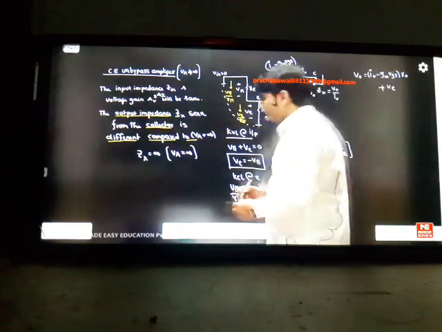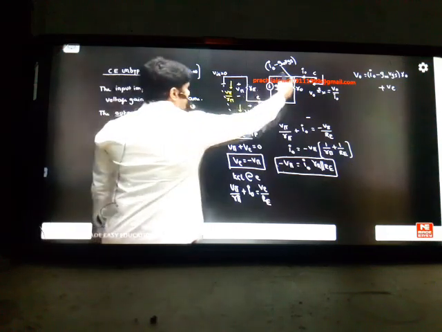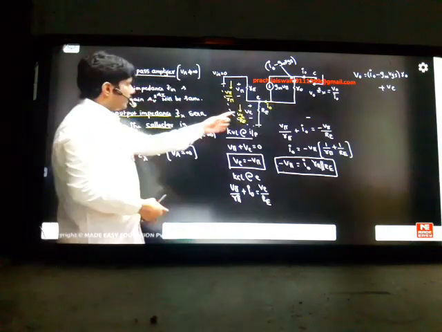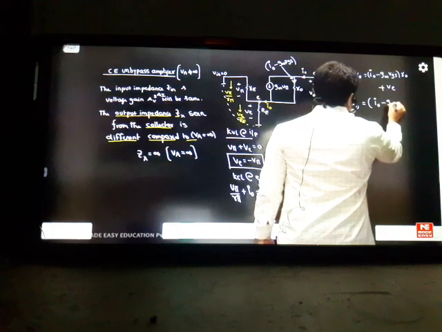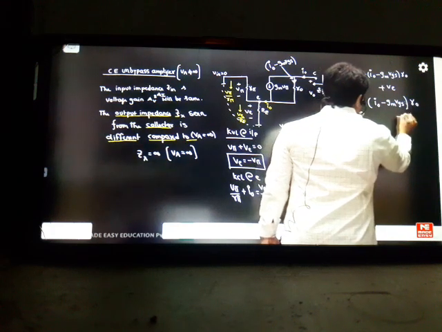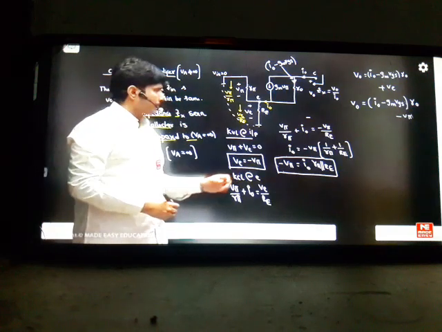So this is the way I have written the output voltage on the board. This voltage drop plus this voltage drop I have written. But you know that VE can be written as minus V pi. So you can change it again: I0 minus Gm into VGS into R0 minus V pi you can write. VE you can change as minus V pi.